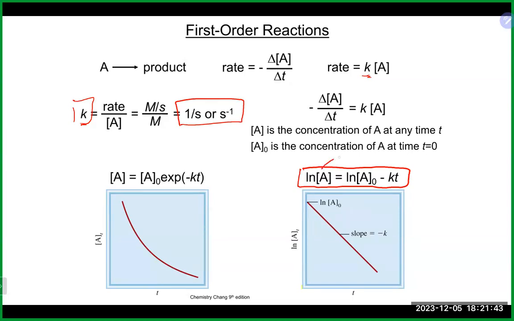This is your final concentration. That is your initial concentration. That is your rate constant. And t here is actually time, so not temperature or anything like that. So the little t here is time. And that is the integrated rate law for a first order reaction.